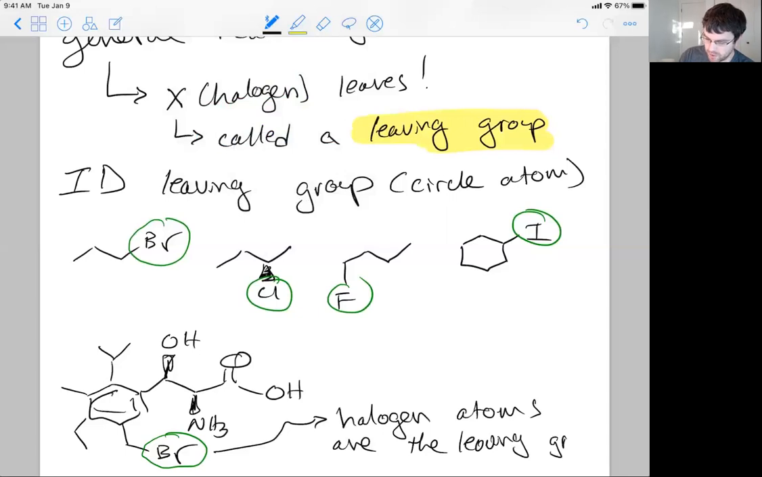Okay, so that's a skill I want us to be able to do. Look at complicated molecules, circle the leaving group. The leaving group is the halogen atom. It's just something I want us to kind of get ingrained with, I guess, if I had to rephrase.